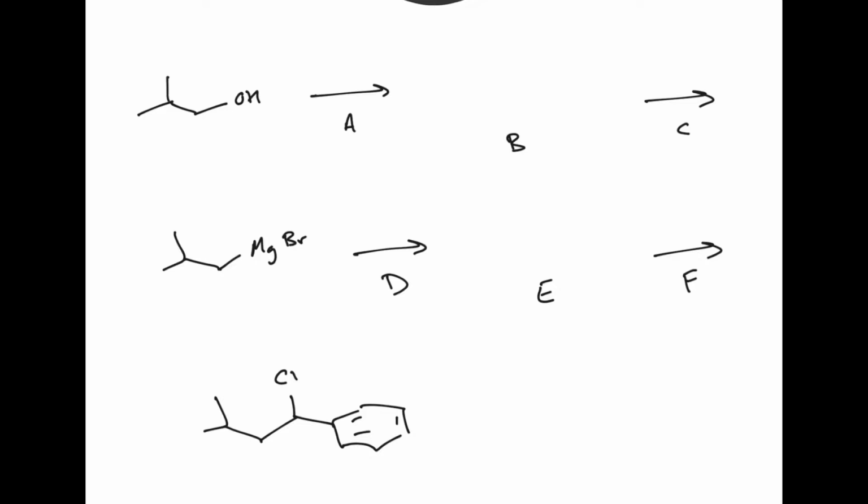So let's start here. So what you want to do, other than curl up in a hole and die? That's not a reasonable response. Yep, C has to be magnesium, right? Because the only way I can get a Grignard reagent is I have to have an alkyl halide and I have to add magnesium to it.